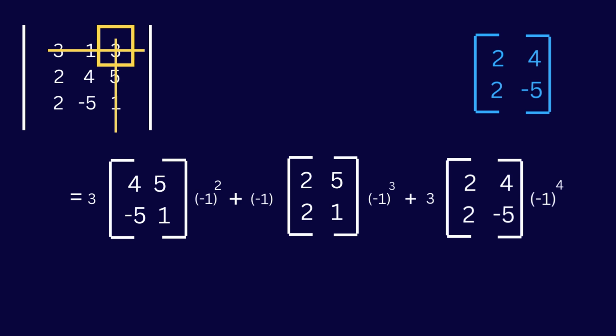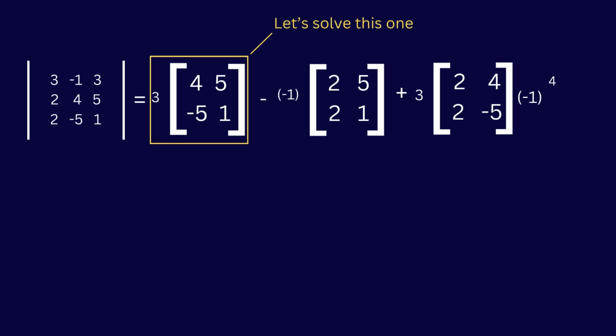Now what we have to do is solve this equation. Let's solve this one first. 3 times the determinant of the matrix with elements 4, 5, negative 5 and 1. To find the determinant, multiply 4 by 1, then subtract the product of negative 5 and 5. This gives us 3 times the quantity of 4 minus negative 25. Simplifying, we have 3 times the quantity of 4 plus 25, which equals 3 times 29. And finally, 3 times 29 equals 87.